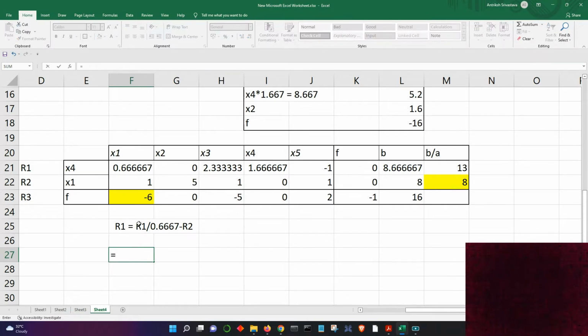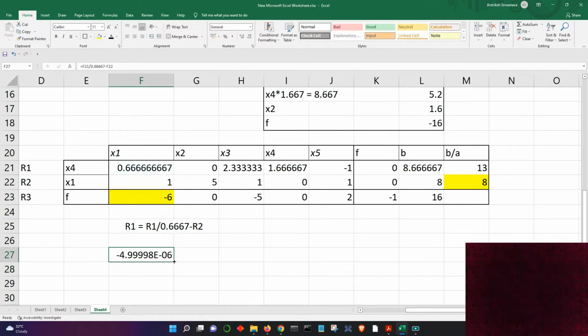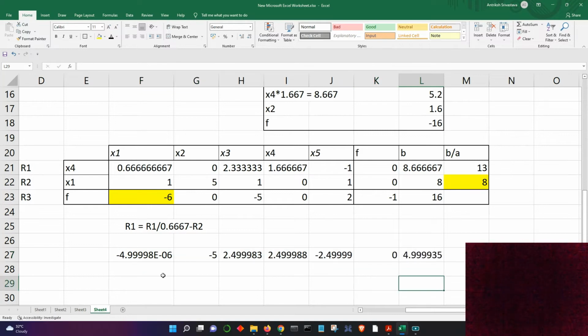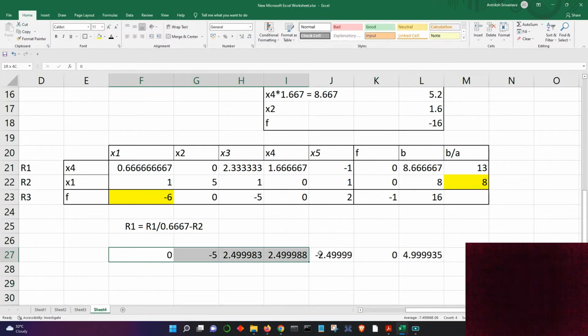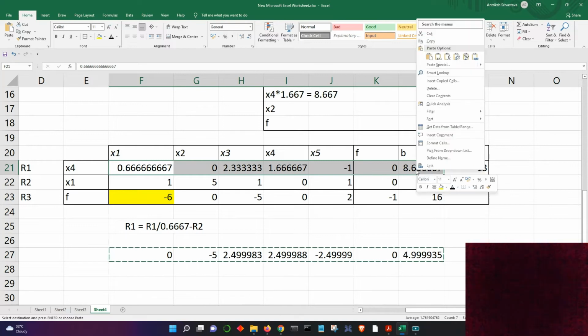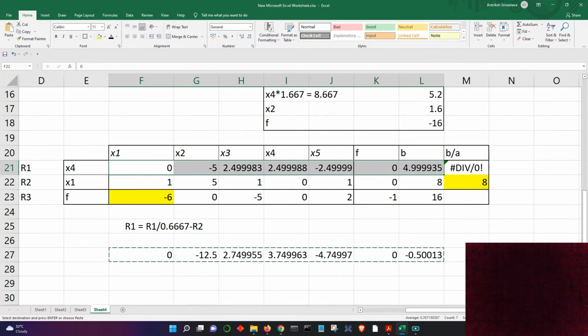So let's do that for R1. R1 divided by 0.6667 minus. It is a very small value, even though it is not zero, we can say it is zero. So I am just going to replace that, and let's Control C and paste the value. So we have done the operation for R1.